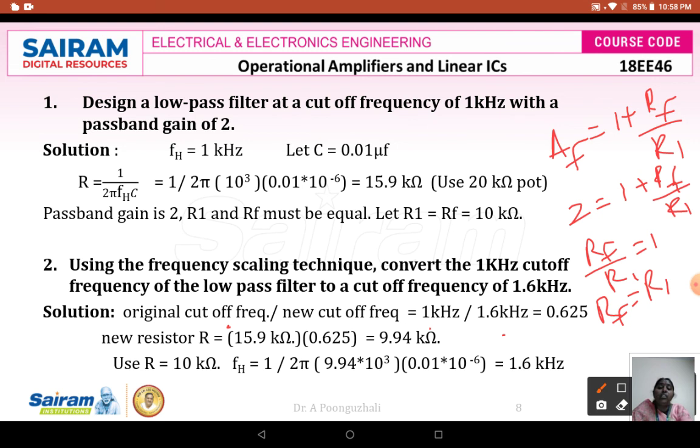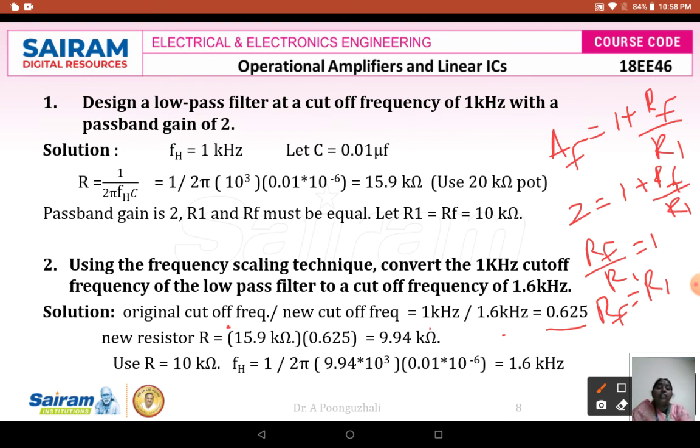The new resistor value is obtained by multiplying this ratio with the resistor value. The resistor value we got was 15.9 kilo ohms. Multiplying 15.9 kilo ohms by 0.625 gives 9.94 kilo ohms. We can take the standard value to be 10 kilo ohms.